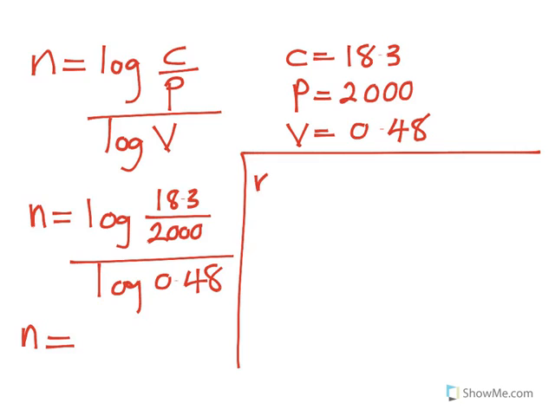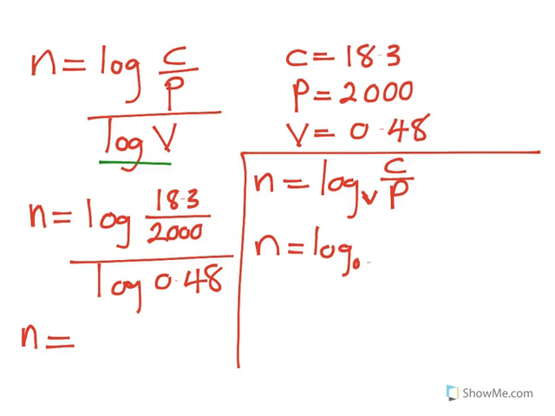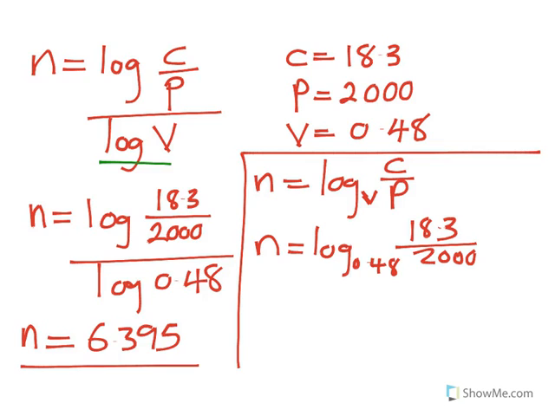Alternatively, those who still remember logs, if you're given like this, you can say n is equal to log of c over p to base v. Those who still remember this, when v is at the bottom, it can become the base. So you're going to have n is equal to log in base 0.48 of c over p, which is 18.3 over 2000. Whatever way, it will give you the same answer, and when you simplify that, you get n is equal to 6.395.